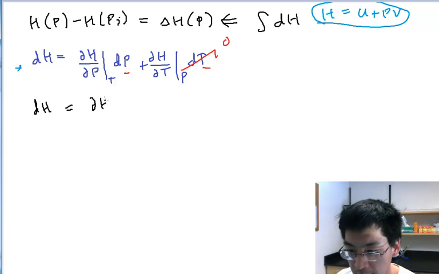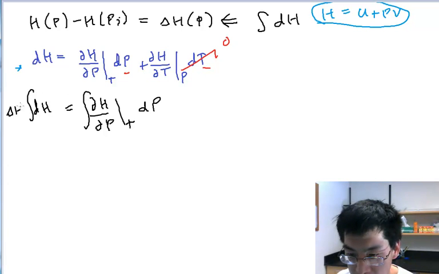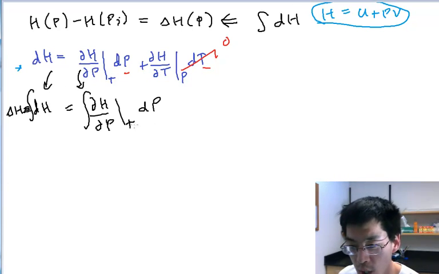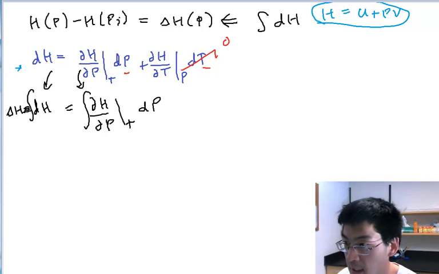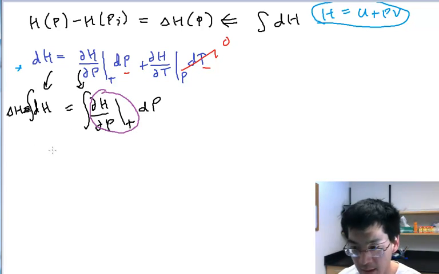So let's get closer to the solution by doing this. Delta H is equal to the integral of dH, which is equal to the integral of this. I just integrated both sides from here. Okay? So now the problem is I have to get something that means this. I have to find out what this is. And I can find out what that is.